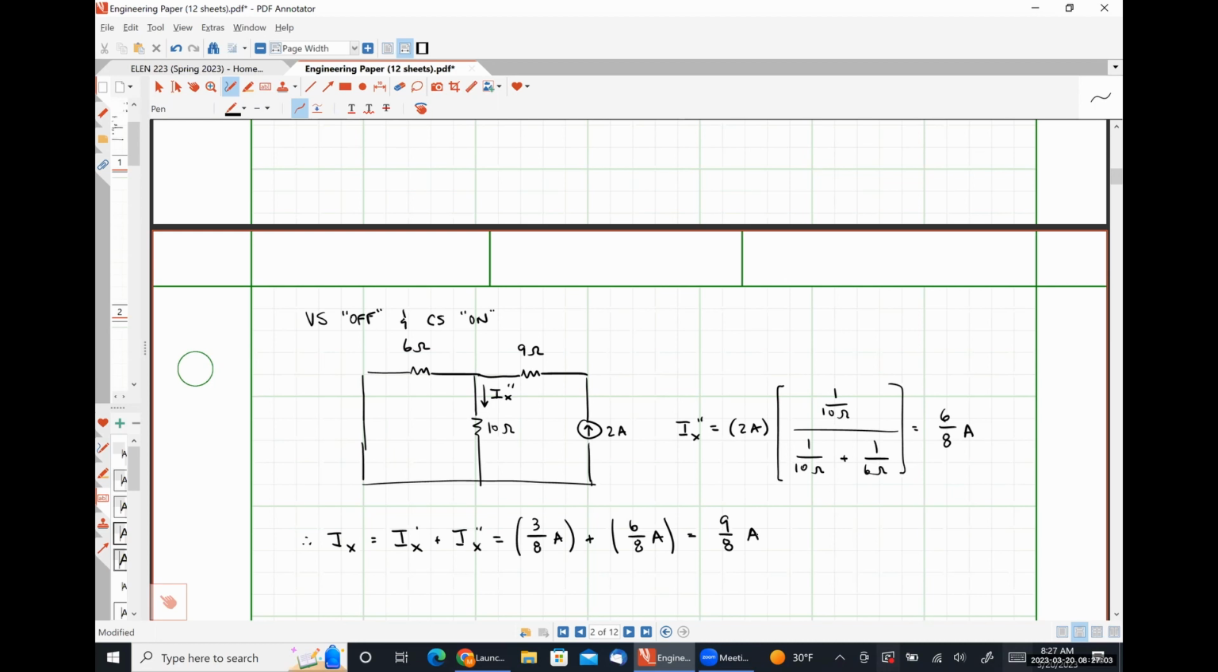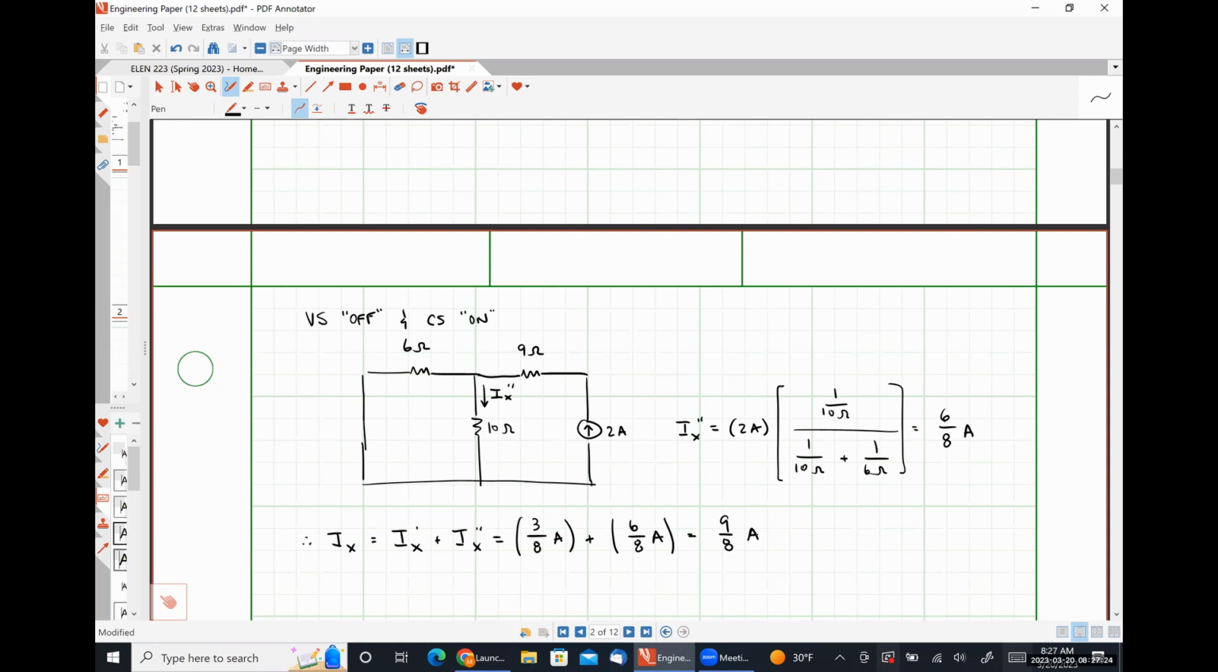Which circuit analysis was easier? I would argue applying superposition here. We were able to use just Ohm's law and a simple current division relationship to get the result instead of having to write 4 equations, interconnect things, and all that kind of good stuff. So this is how we apply the superposition theorem.